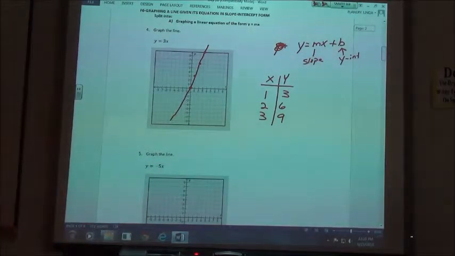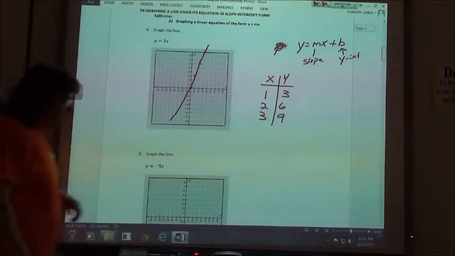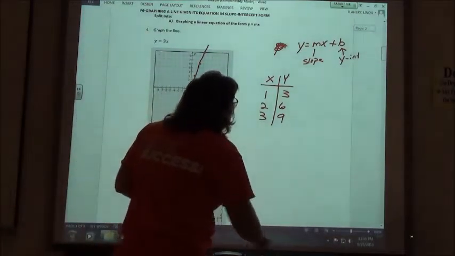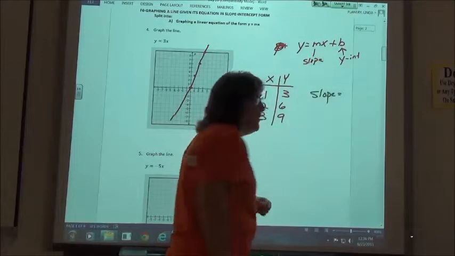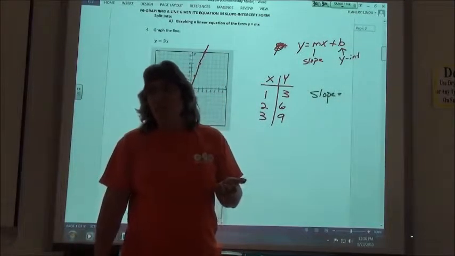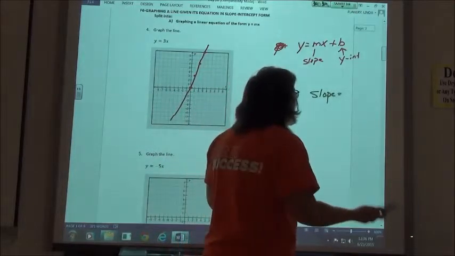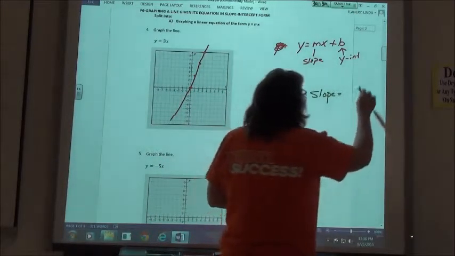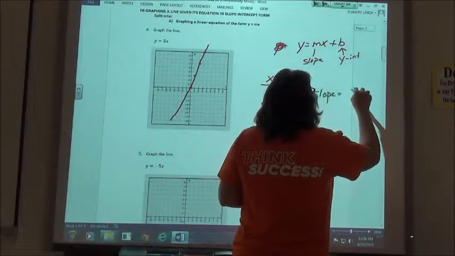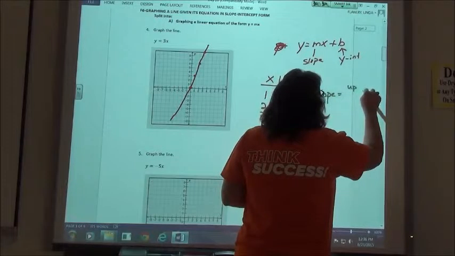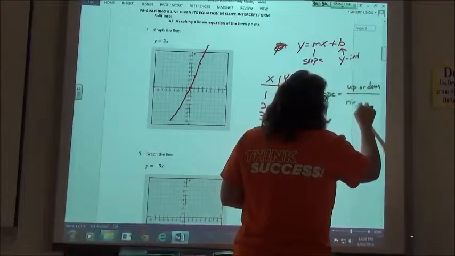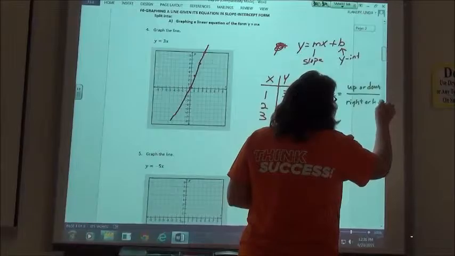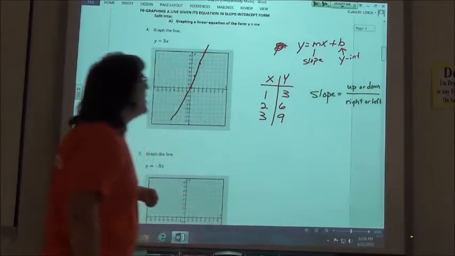So one way you could do it is just by making a table, plugging in nice easy numbers, or at least ones that work good, and do that. The other way is using your slope. The slope, some books say rise over run, some say change in y over change in x, and so we are going to either go up or down on the top number. I always go to the right on the bottom number, but technically it could be right or left depending on how you want to write your fraction.